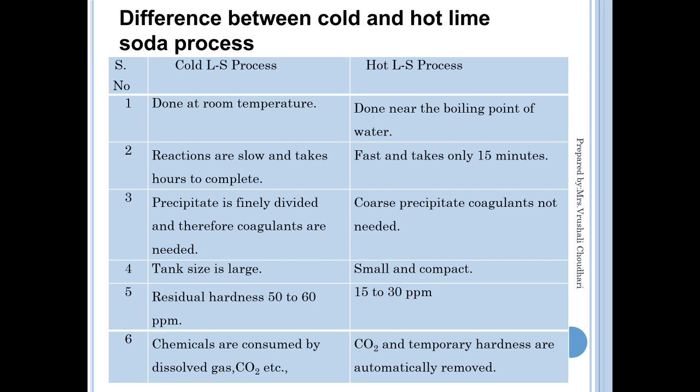In the cold soda lime process, precipitates are finely divided, therefore coagulants are needed, while in the hot soda lime process coagulants are not required. The cold soda lime process tank size is large, while the hot soda lime process tank is small and compact. By the cold soda lime process we will get hardness down to 50 to 60 ppm, while by the hot soda lime process we will get hardness of 15 to 30 ppm.